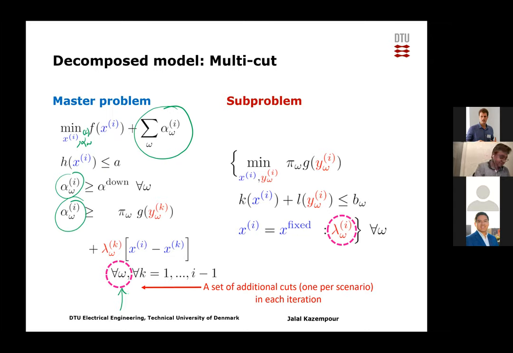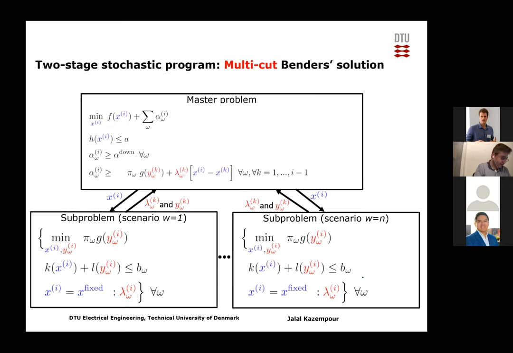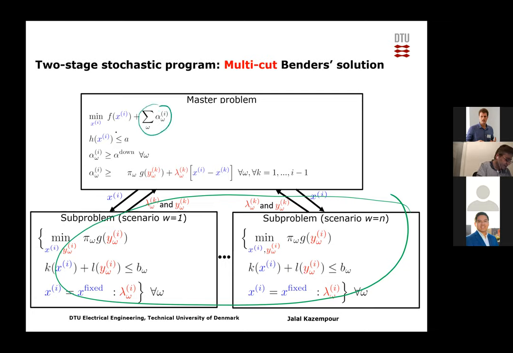Nice. Yes, we talked about this. If we go for our original two-stage stochastic program, the subproblems are unchanged, nothing to do here. So here, our master problem takes one alpha per omega in the objective function. So no sum operator anymore. And that's it. One cut per scenario to be added in each iteration.